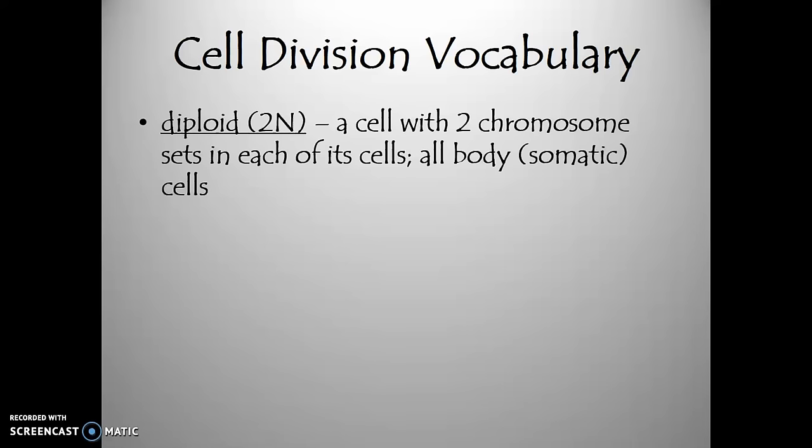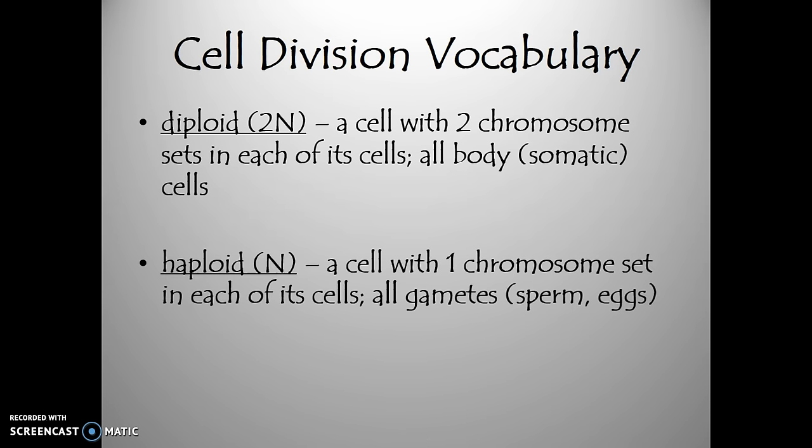So now we have the chromosome number. We got to come to how much DNA is in these cells. So you have diploid, that starts with the prefix di, D-I. So diploid, di means two. So a cell that is diploid has two sets of chromosomes, okay? These are all of your body cells, your somatic cells, so your hair, your skin, your liver. They have two sets of chromosomes because you got two sets of chromosomes. You got one set from your mom, and you got one set from your dad, okay? So your body cells, your somatic cells, are diploid. So somatic and diploid go together.